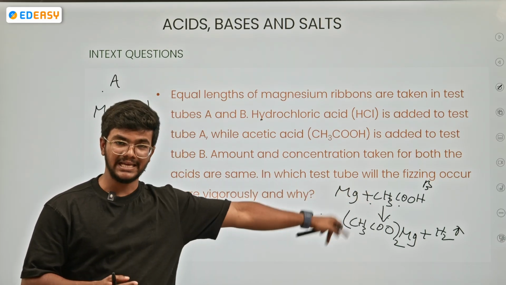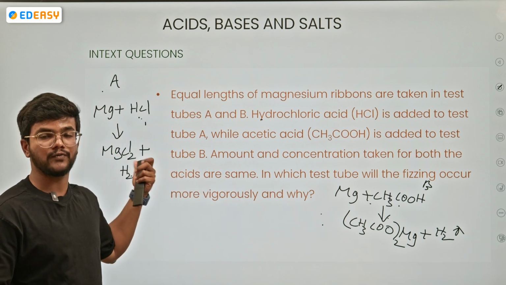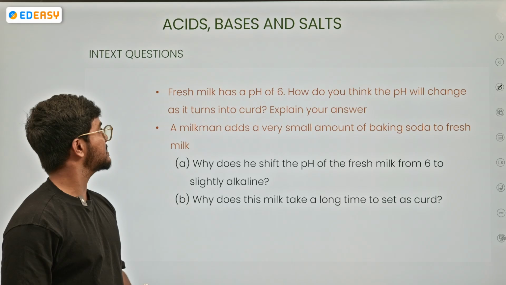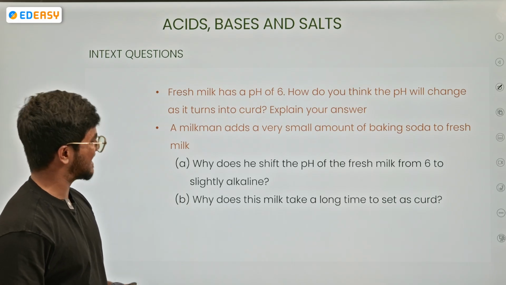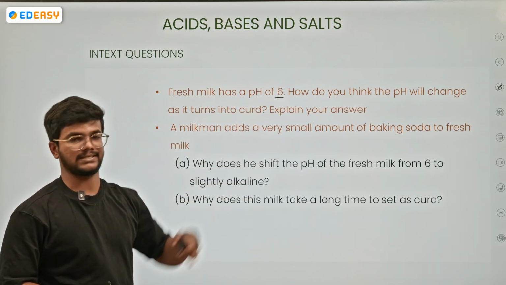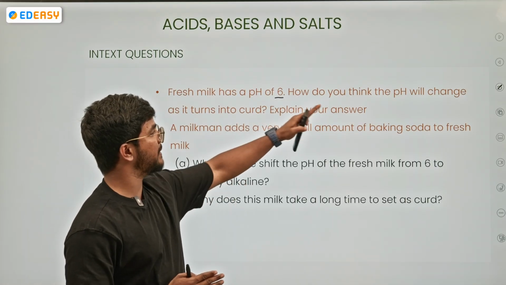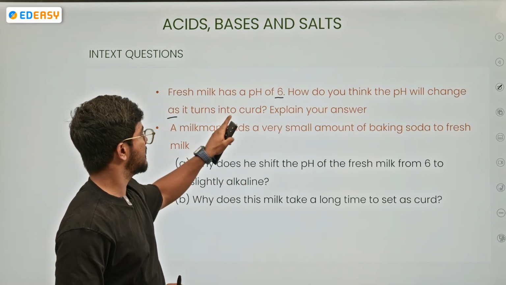The fizzing will be less, whereas the fizzing will be more. Fizzing means release of hydrogen gas. Okay, yes. Next, fresh milk has a pH of 6. 6 means weak acid. It's a very weak acid. And how do you think the pH will change as it turns into curd?